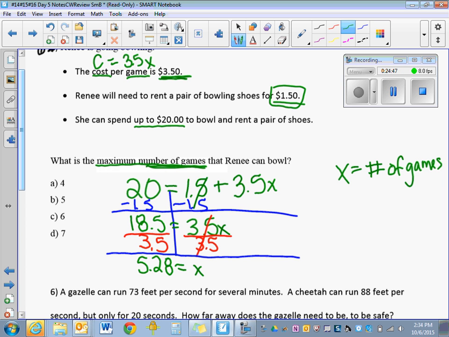Okay, so do you buy a 0.28's worth of a game? No. So how many games maximum can she bowl? 5. Alright, and to double check, let's put 5 back into my equation. If I had 1.5 for shoes, plus 3.5 times 5 games. What does that give me total? 19. Does that come in under 20? Yeah. If she were to play another game, she would go into debt because she doesn't have another 3.50. How much money would she have left over, I wonder? She'd only have the $1 left.